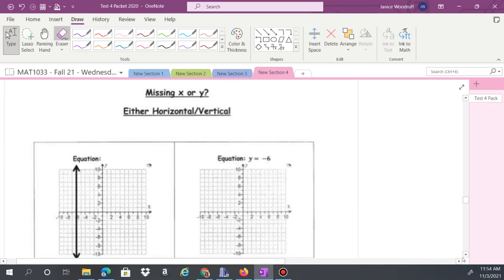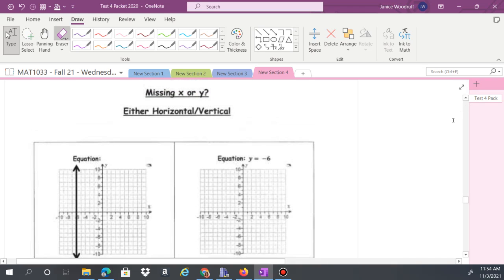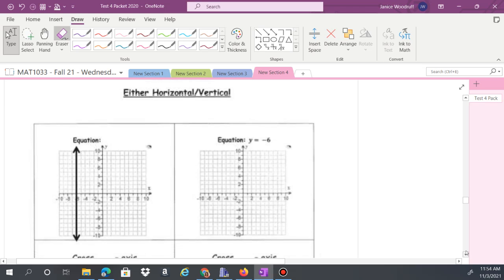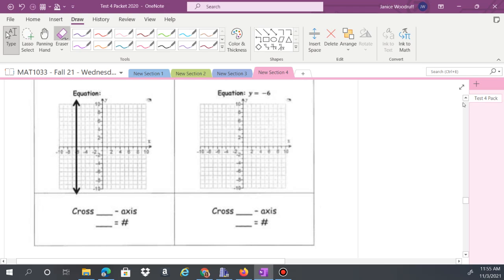Okay, so we did those slopes before. If we're missing an x or a y, that will give us the equations of either vertical or horizontal lines. So for example, this line is vertical. It is going through the x-axis, so the line that it crosses is the equation. If it's crossing the x-axis, it's an x equals line, and it's going through negative 6. So the equation of this line is x equals negative 6, and the slope is undefined.